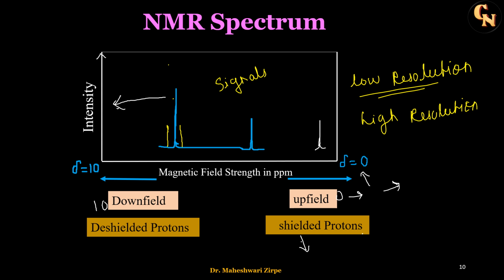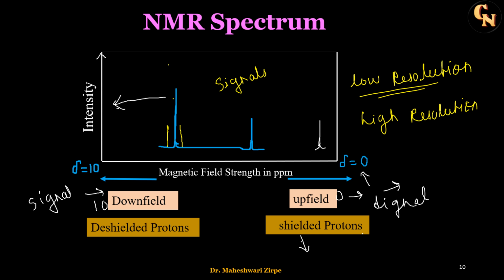So which protons will show the signal towards 0? Those protons which are shielded ones. Shielded means protected ones. Now those signals which we are seeing towards 10, delta is equal to 10, are called downfield protons, or we call such signals downfield signals. So those signals which are towards delta 10 will be called downfield signals, and these are de-shielded protons.